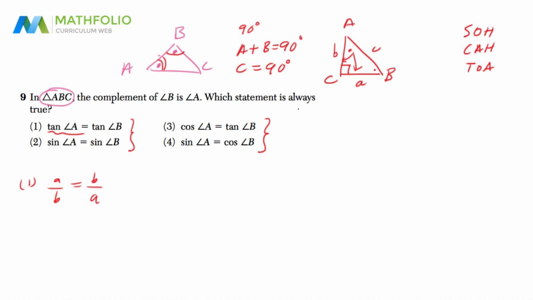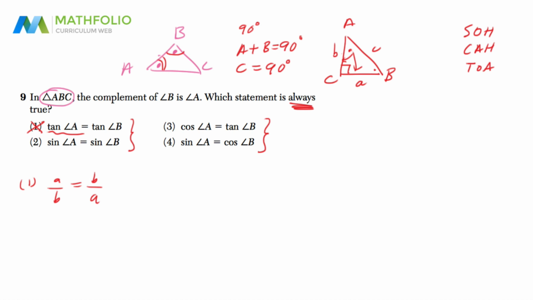Now the question said which one is always true. Now this doesn't always have to be true. In fact, most of the time it won't be true unless A and B are congruent. And A and B would be congruent if this was a right isosceles triangle, which is sometimes, but not most of the time. So it is not number 1 because we do not have the same letters in the same place. So let's check number 2.